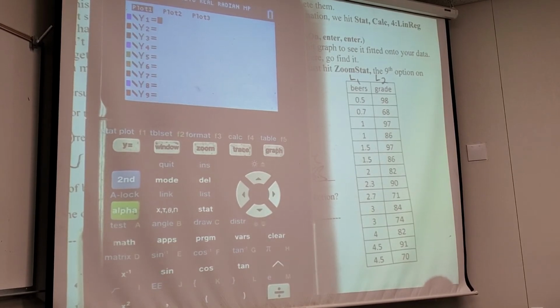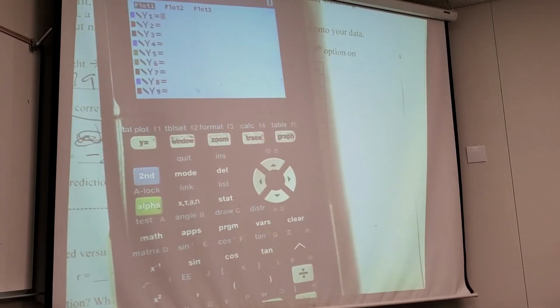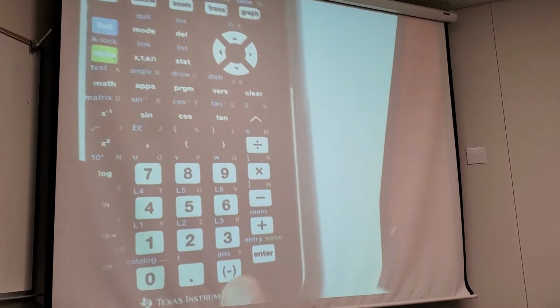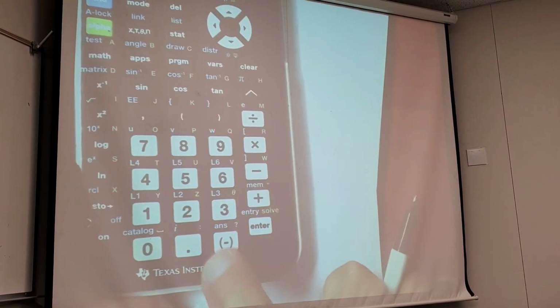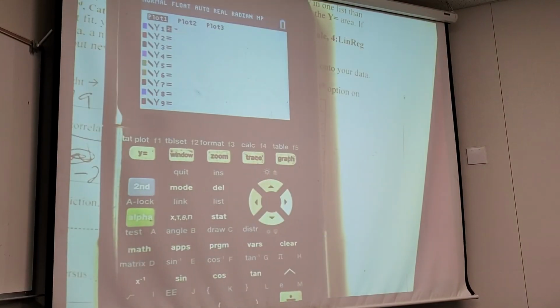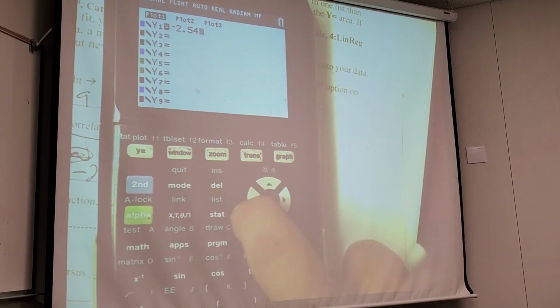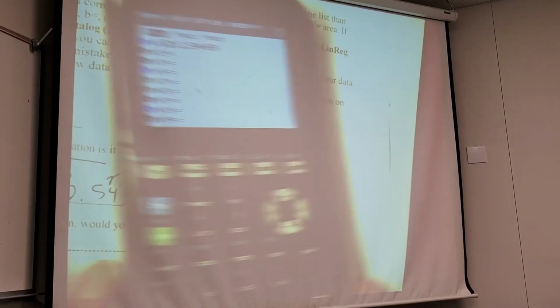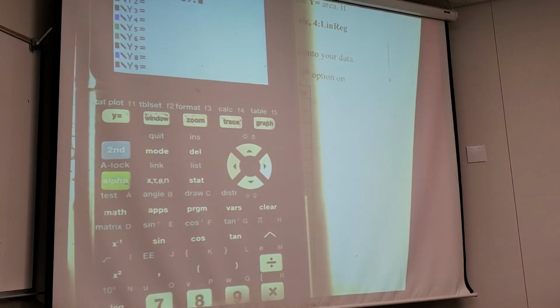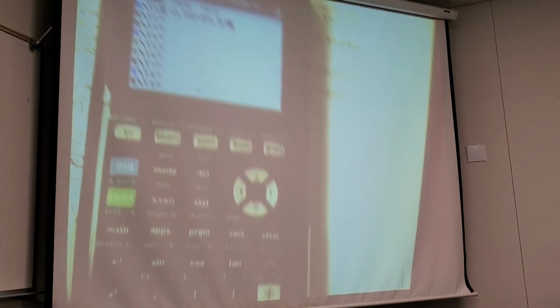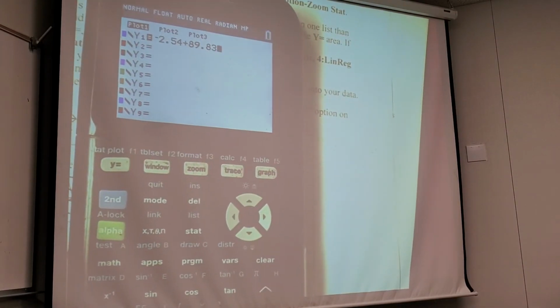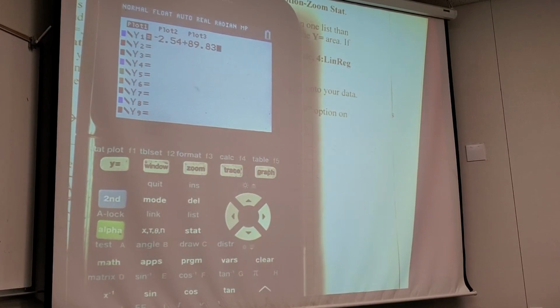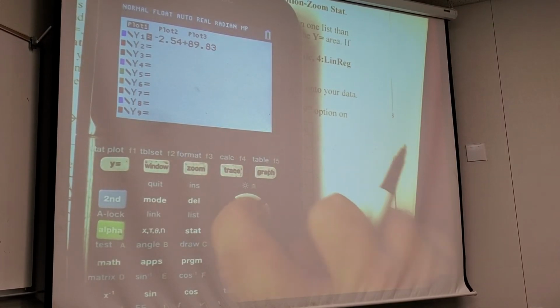Now, in Y1, let's go ahead and put that equation. What was it? Negative 2.54. By the way, this is the negative key, right? And that's the minus key. So negative 2.54 plus 89.83. Right? You need the X. Oh, I sure do think.